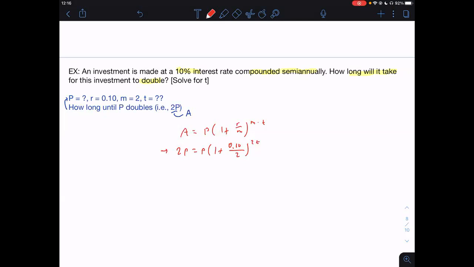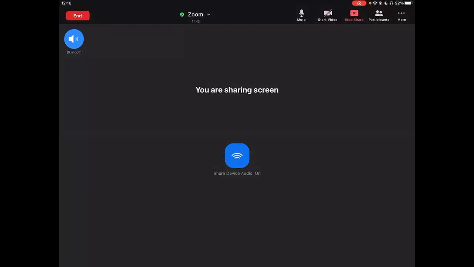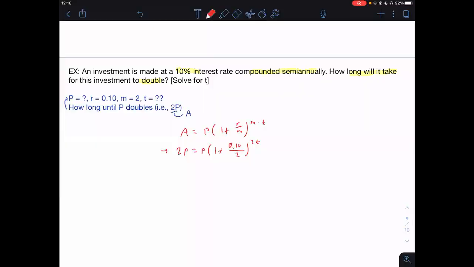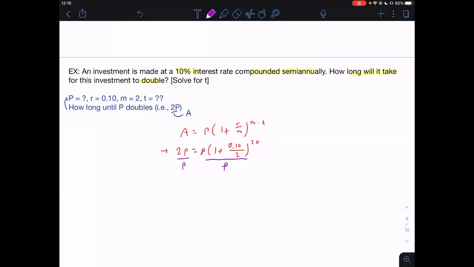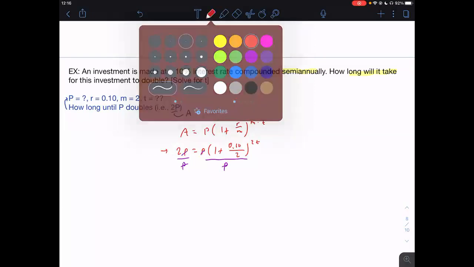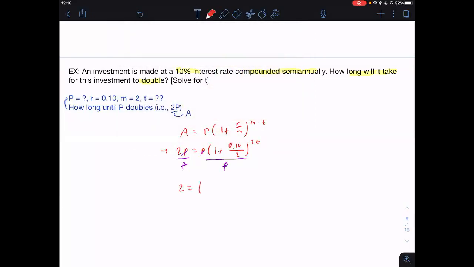Okay? And again, we don't know exactly how much we initially invested, but is it going to matter? No, it's not going to matter here. The reason why is because to solve for T, the first thing we want to do is get rid of this coefficient all the way to the front. And how do we get rid of that? By dividing both sides by that coefficient. So dividing both sides by P cancels out that P here on the right side, and also cancels out the P on the left-hand side. So we're just left with 2 equals 1 plus 0.10 divided by 2.